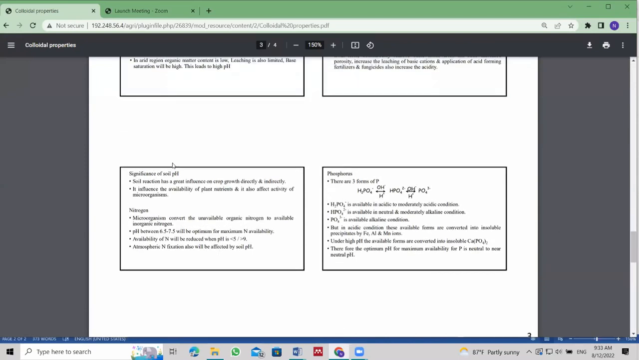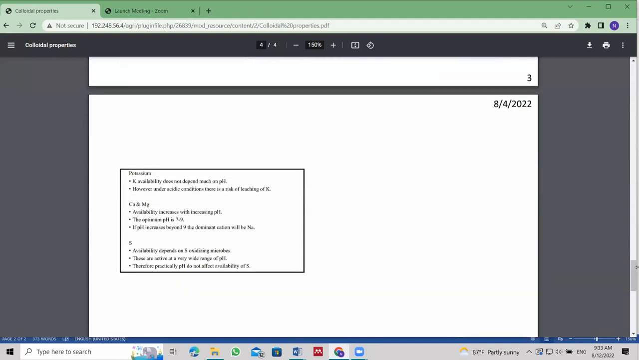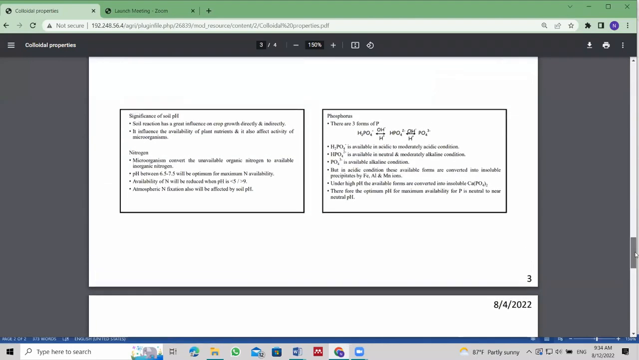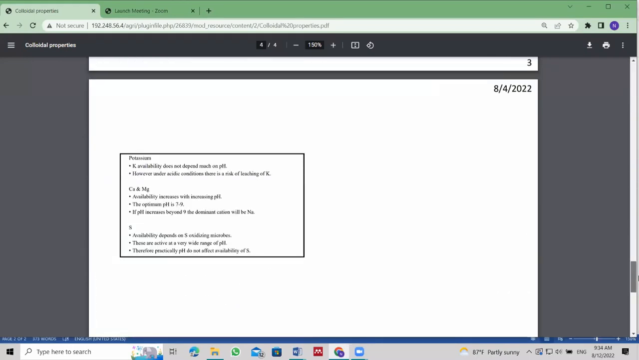Here, the significance of pH. For each and every nutrient it is given. For nitrogen, how is nitrogen affected by pH? Phosphorus availability, how it is affected. Then potassium, calcium, magnesium, sulfur. She did not give micronutrients, but for macronutrients, it is given. So you should be able to discuss these. 3 slides for this question.